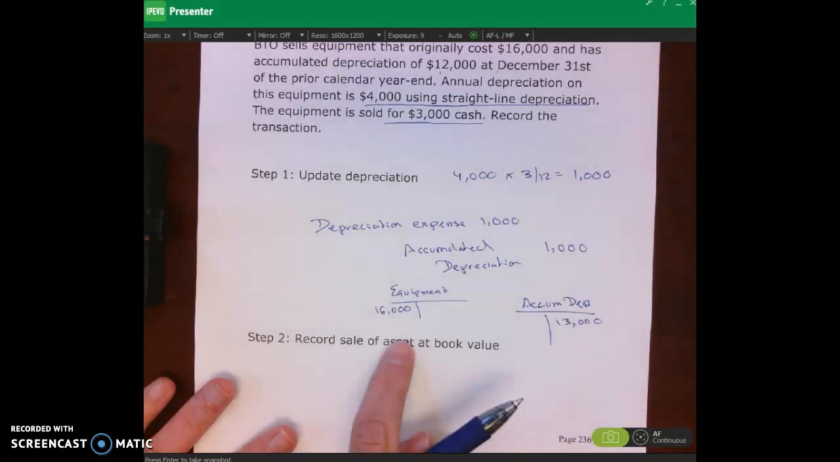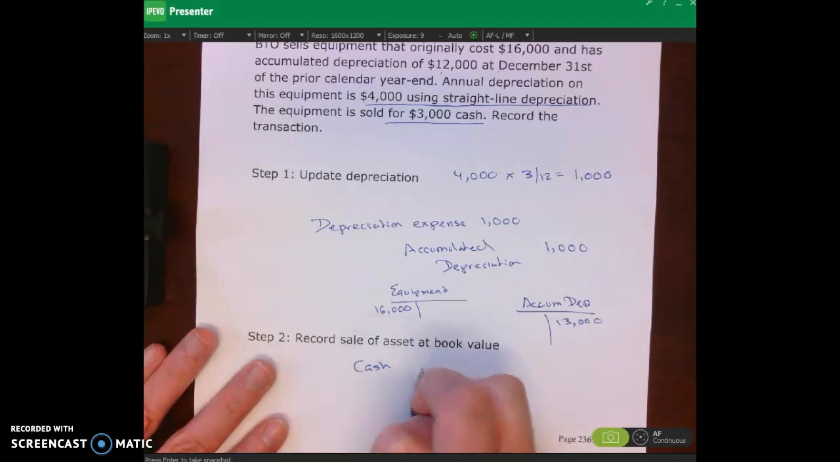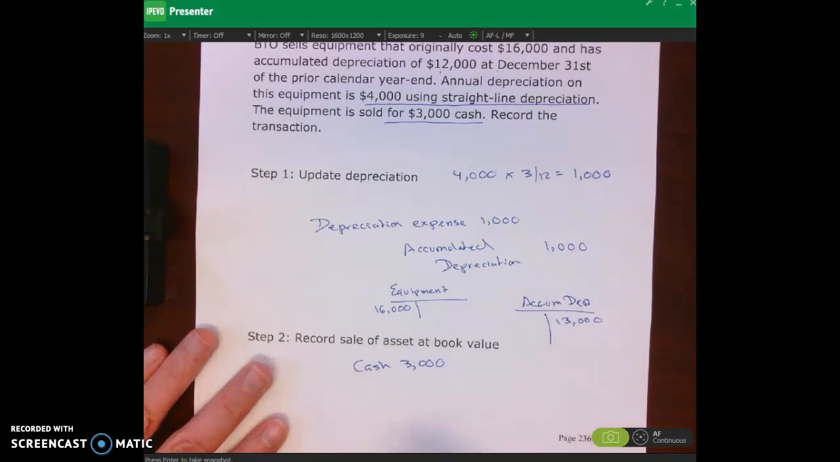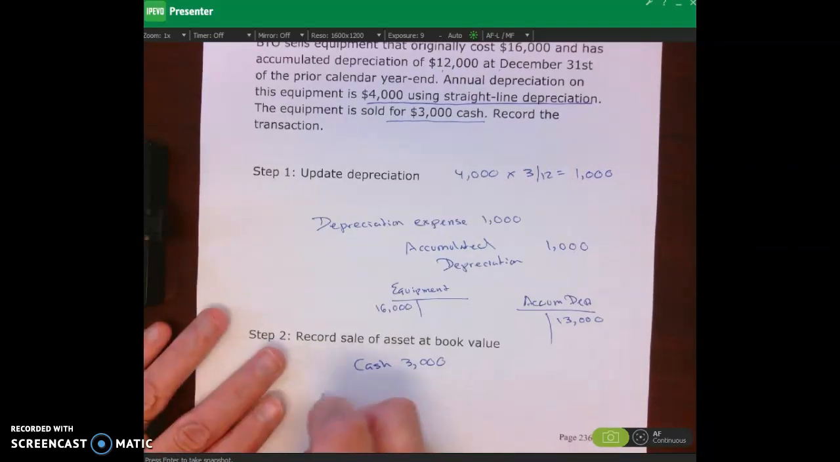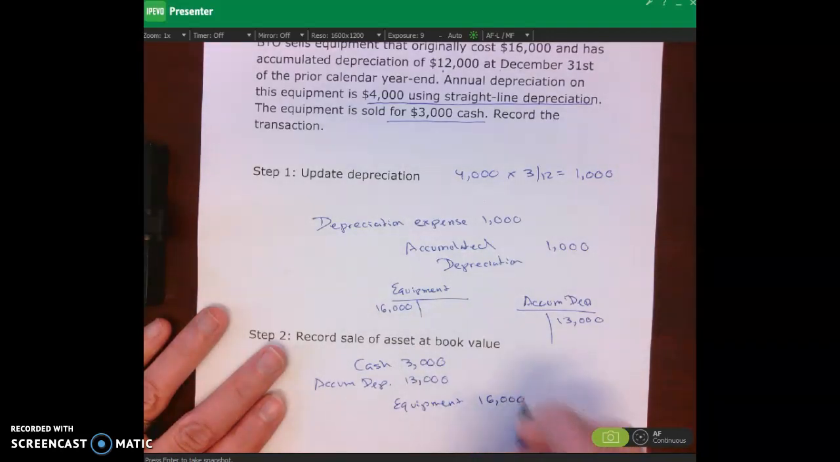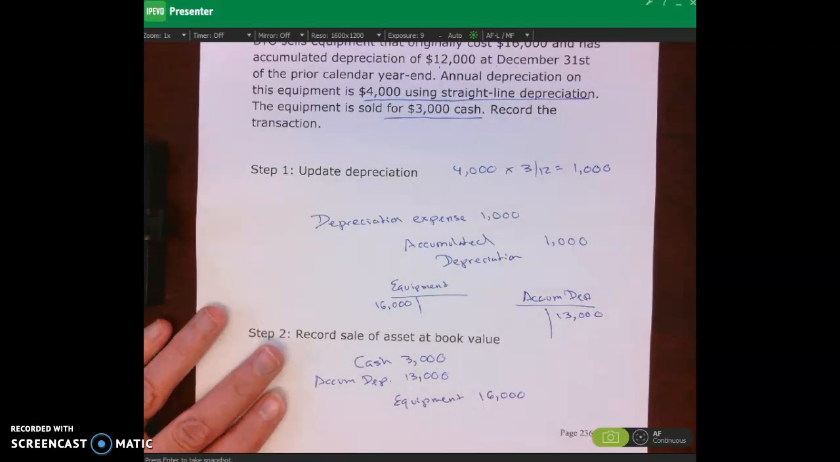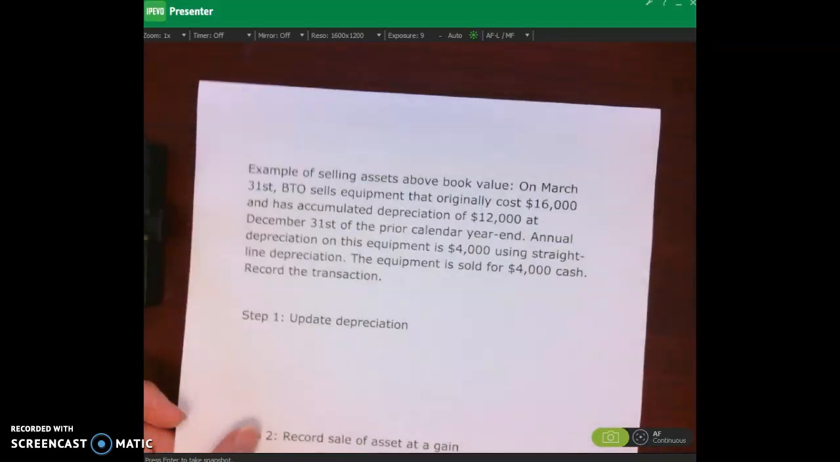Okay. So now let's look at our journal entry to record the sale of the asset. So I'm selling it, which means I'm getting cash. So I debit cash for $3,000. Okay. And then I debit my accumulated depreciation for my $13,000, and then I credit my equipment for the original asset cost of $16,000. Okay, that's my journal entry to record the sale of my assets at book value. Now let's look at the next one. It's recording the sale of my assets above book value.